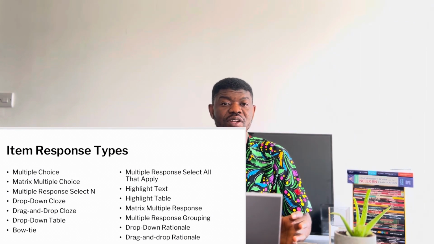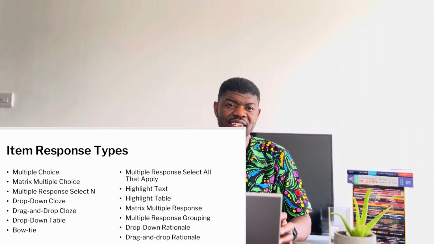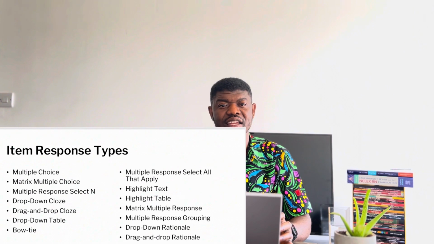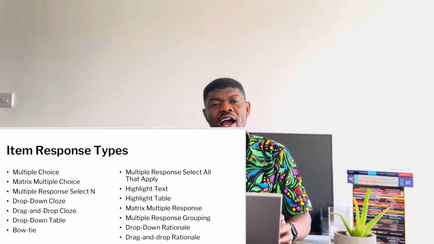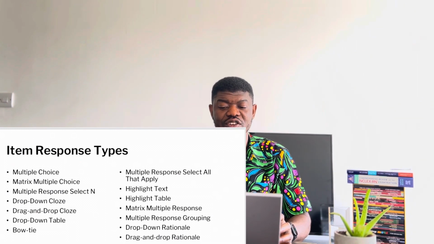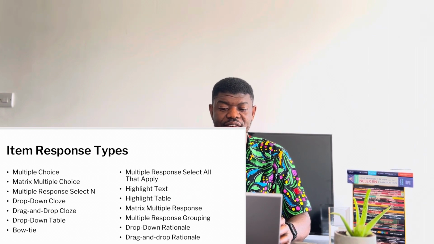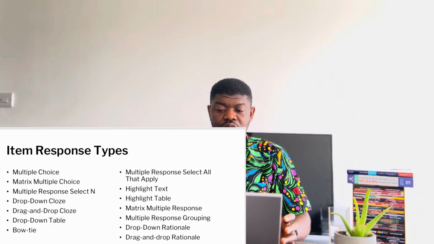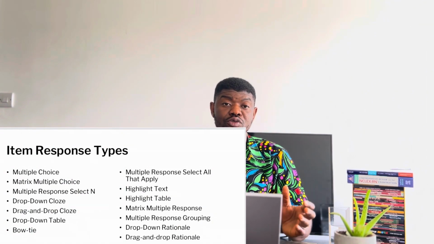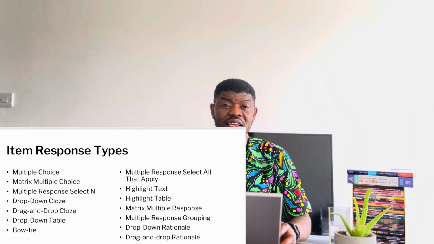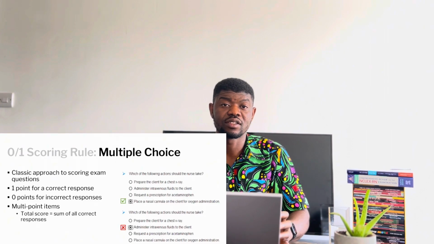We've also got the drop down rationale and then the drag and drop rationale. So usually you get a sentence and they tell you, why are you doing this? Or a patient is likely to develop this disease condition. Why is that? And you get a rationale where you also drag and drop the rationale. And then finally, we've got the multiple response grouping and the matrix multiple responses, which we would look at individually in the video ahead. So now we want to quickly look at multiple choice questions.